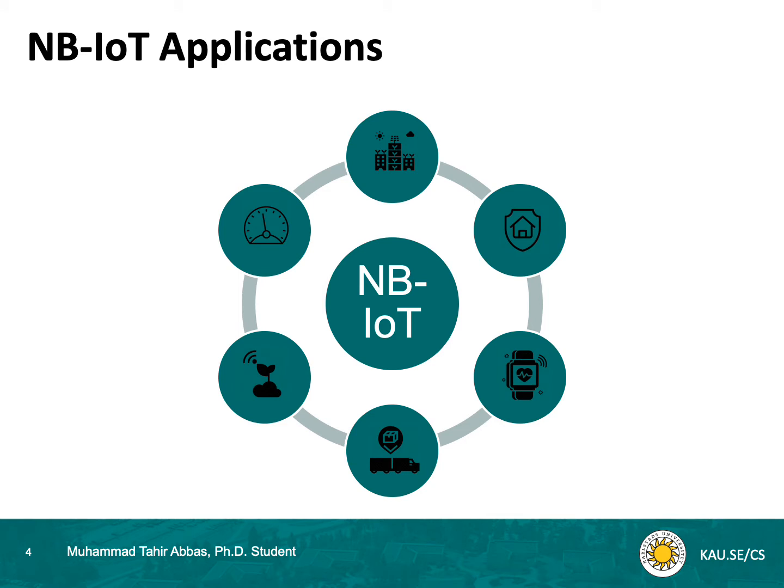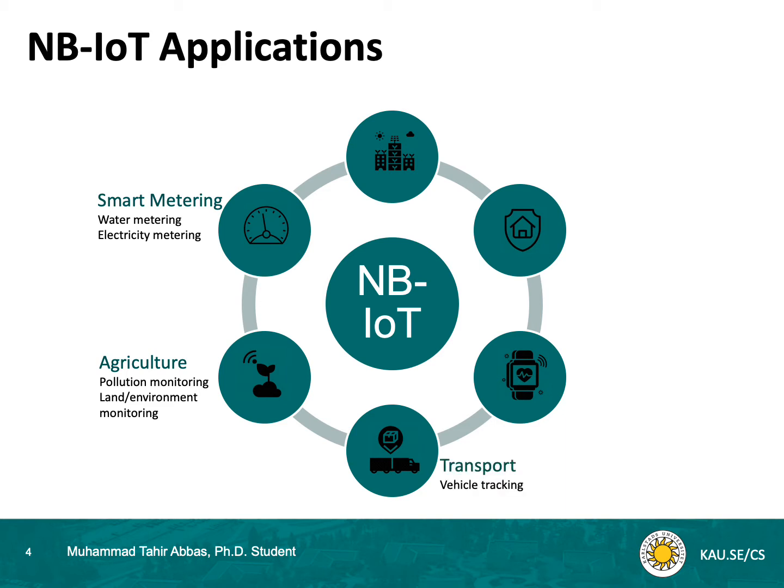Now coming towards the NB-IoT applications. NB-IoT provides support for a number of applications, starting with smart metering. It supports water metering and electricity metering applications. It has applications in agriculture and can also be used for vehicle tracking. It supports smart wearables for health monitoring, and it makes buildings even smarter. Last but not least, smart cities with smart parking is one common example of Narrowband Internet of Things.